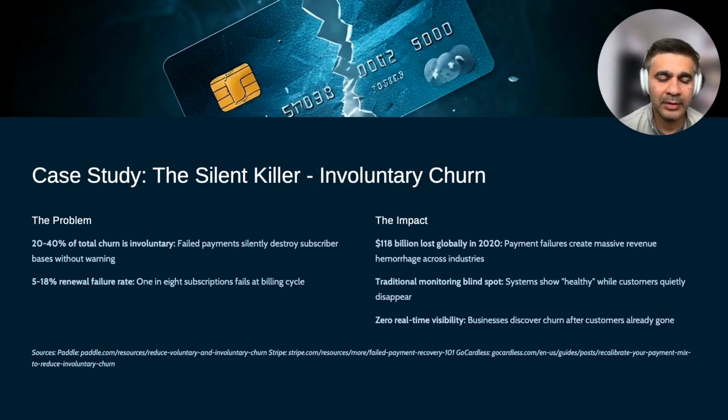To drive this further home, let's look at a real world example of why this proactive mindset is so critical. This is about what we call the silent killer of subscription business, involuntary churn. Let's start with the problem. 20 to 40% of total churn in a subscription business is involuntary. These are failed payments that silently destroy subscriber bases without warning.